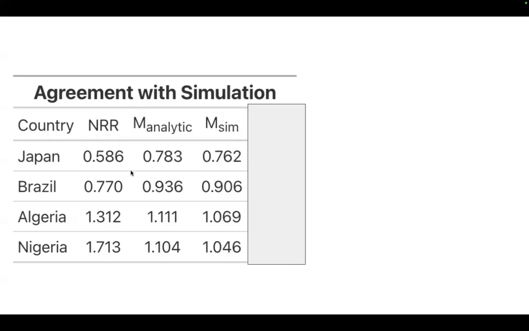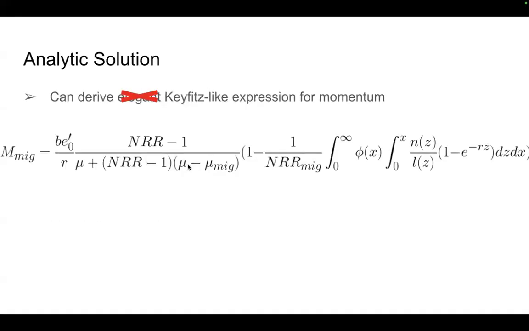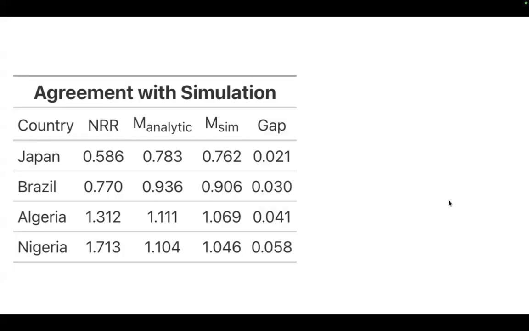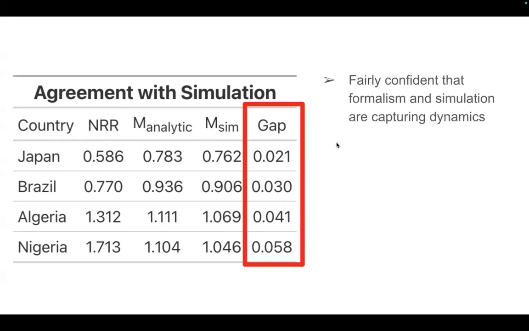And so this middle column here, analytic, is from the expression I just showed you, and then MSIM is from the simulation. And we can see that there is pretty good agreement in every case. This gap is just the difference between them. It's not a ratio, it's just the difference. And we can see that the gap is on the order of 0.02, 0.045, etc. So there's pretty good agreement. It's not perfect, but for showing qualitative results, it's quite good.